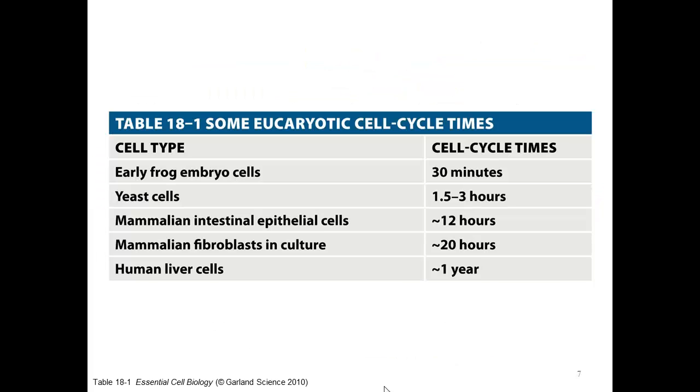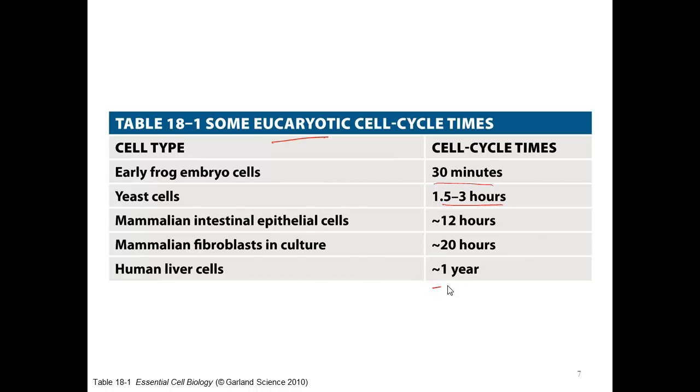This slide just shows some typical cell cycle times. This is only for eukaryotes. For bacteria, E. coli is about 40 minutes. Early embryos, eukaryotic embryos, can be about that time scale. Yeast cells, one of the simplest eukaryotes, can vary between 90 minutes and 3 hours.